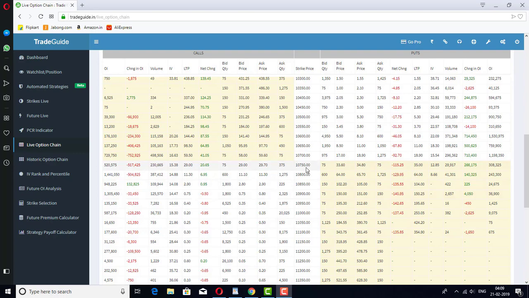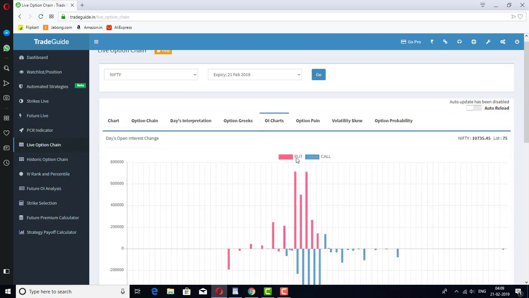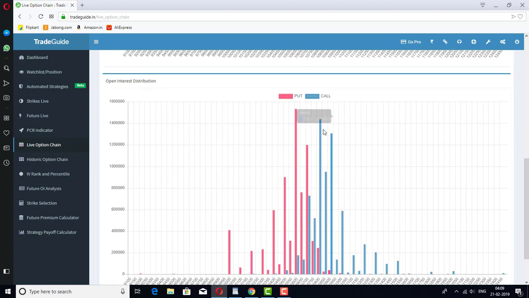In order to simplify this, we have another tool, that is our OI chart. So when you go to the OI chart, there is a second chart over here, the open interest distribution chart. Okay. So when you see the open interest distribution chart, you see there is call OI over here, and put OI. So the red bars are basically the put open interest, and the blue bars are basically the call open interest. Right now, Nifty is at 10,735. So we take the strike of 10,750. So right now we are here.